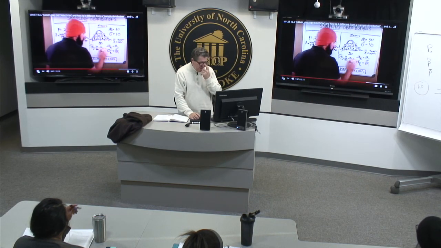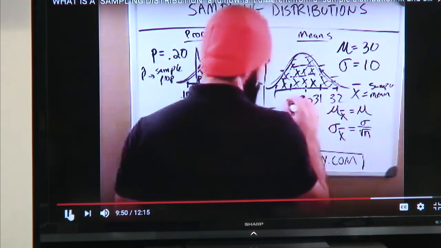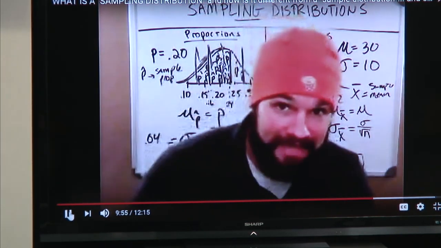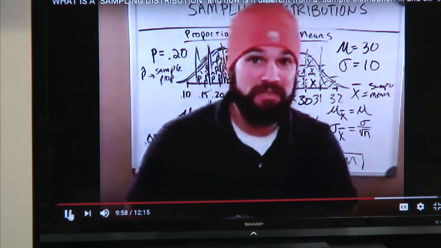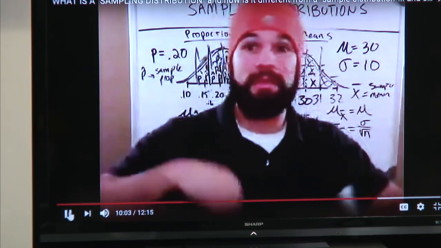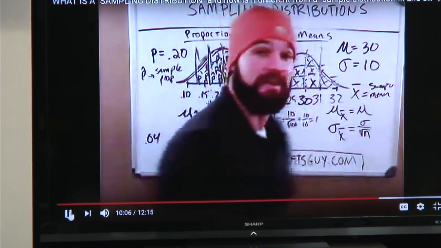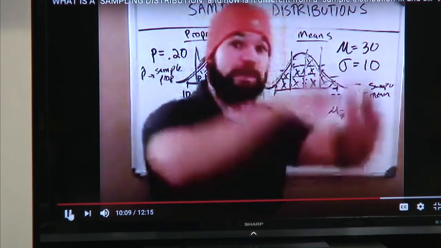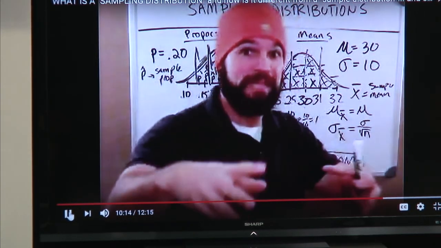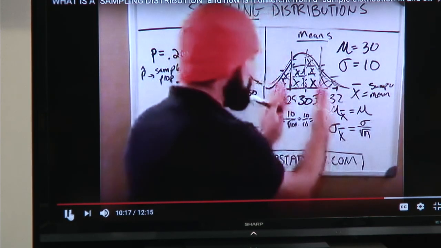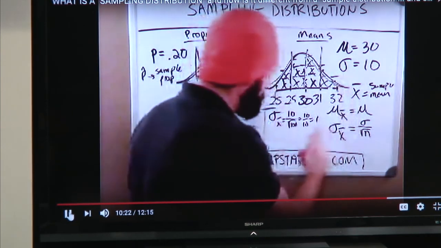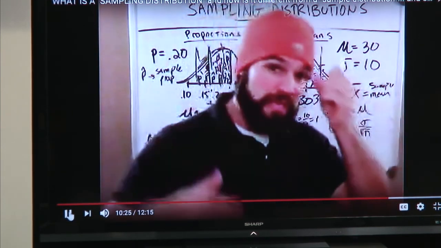10 over 10, which is 1. So 31, 32, 29, 28, and if I go up one standard deviation and down one standard deviation, 68% of my X bars, if I took sample after sample, remember I'm taking a sample, calculating an X bar, putting it here, sample, calculating an X bar, putting it there. This pile of X bars is a sampling distribution. I didn't get it from one sample, I got it from sampling and sampling and sampling. 68% are within one standard deviation. 95% are within two of those standard deviations. 99.7% are within three, about.